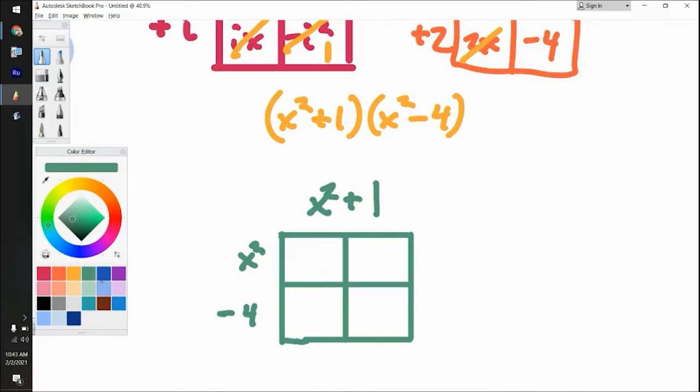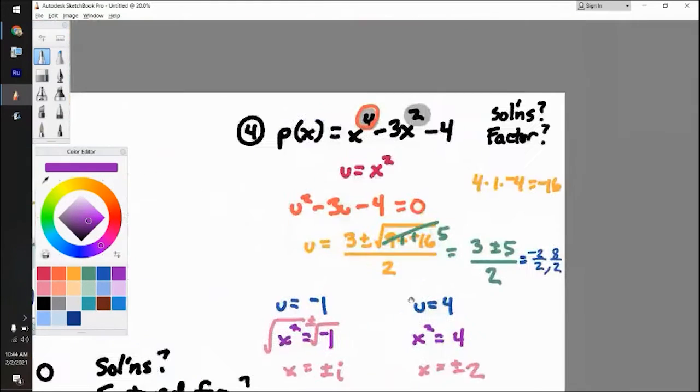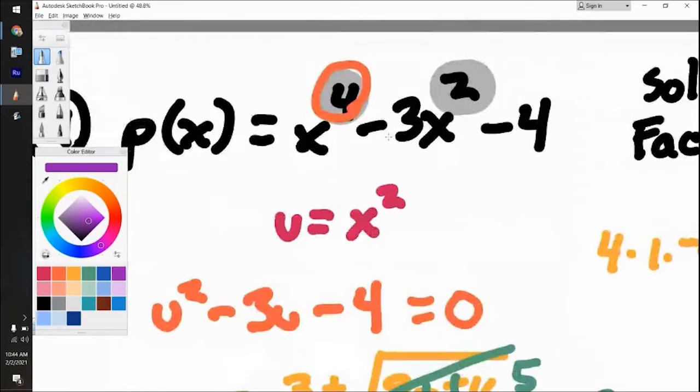I'm going to multiply all this out here. We get x to the 4th, we get x squared, we get negative 4x squared, and we get negative 4. Okay, add all of these up, you end up with x to the 4th minus 3x squared minus 4. And if you notice, that's what we got to begin with.